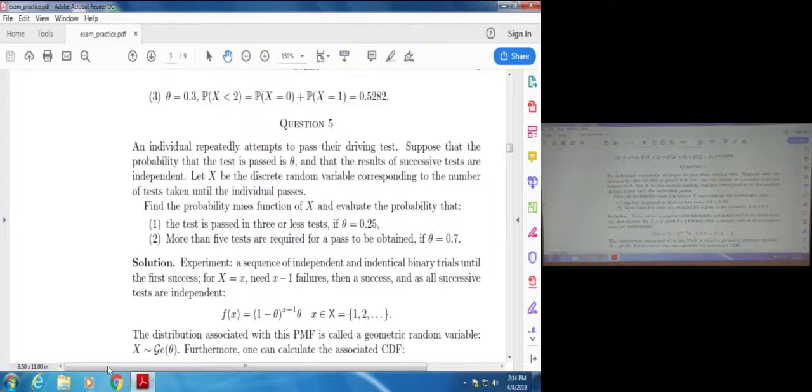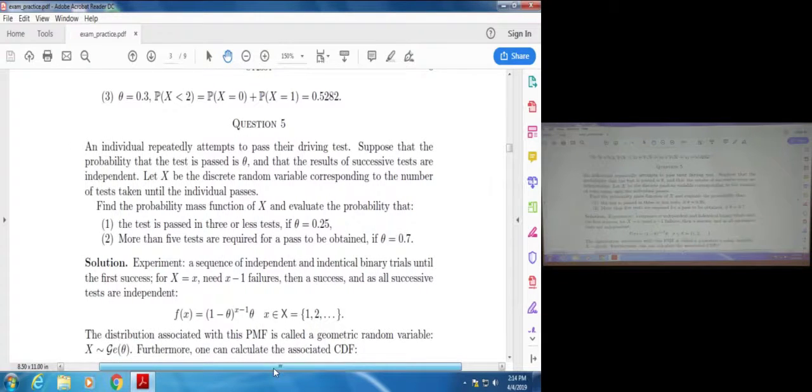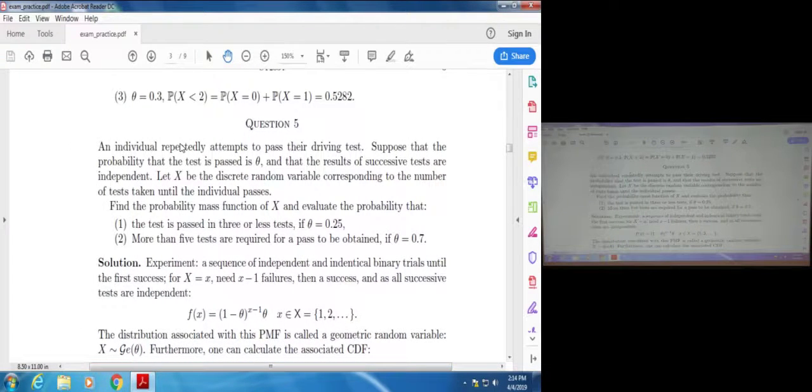Maybe I'll just move this a little bit. So question 5. Sorry. Question 5. So an individual repeatedly tries to pass their driving test. We suppose that the probability that the test is passed is theta, and that results of successive tests are independent. Okay, independent and identically distributed trials. X is the discrete random variable corresponding to the number of tests taken until the individual passes. And this is, again, if you read your lecture notes, precisely the definition of a geometric probability distribution.